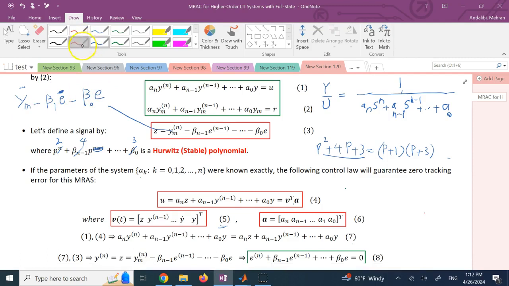So not only do I need the second derivative of ym, in order to find e, I need y and ym. And for e dot, I need y dot and ym dot. So I need all of these 5 inputs: y, ym, y dot, ym dot, and ym double dot. Once I have them, I can find z, and once I have z, I can find this v. Okay, so I need all 5 of them.